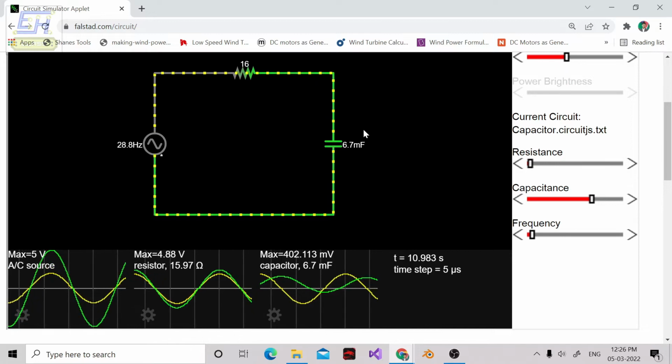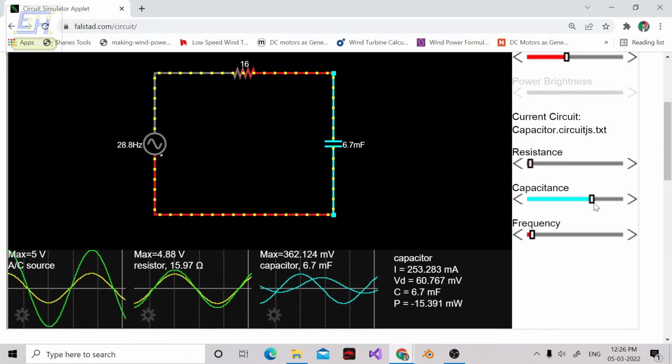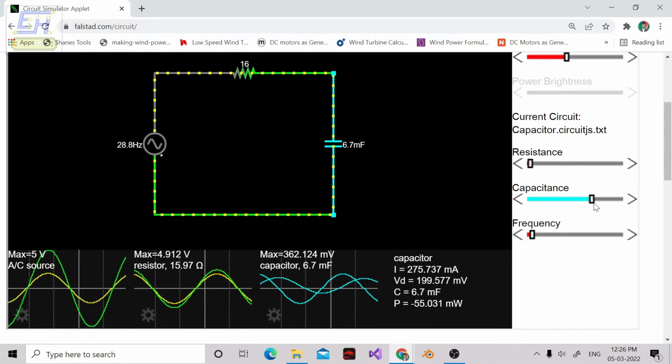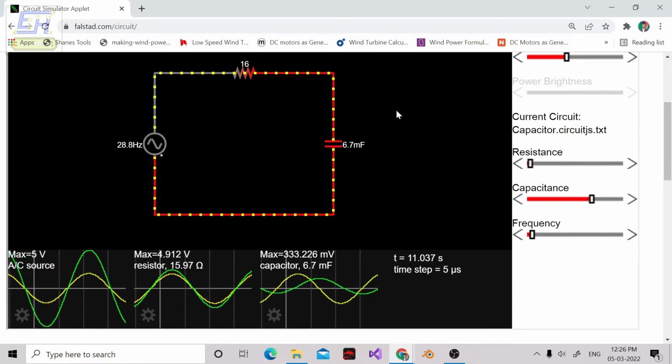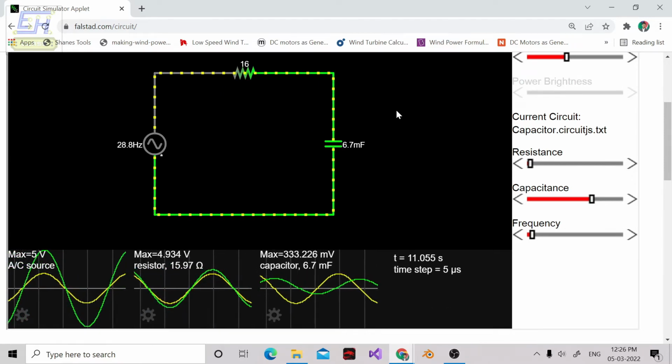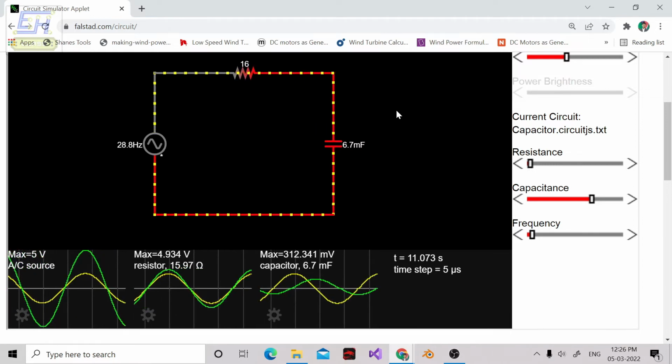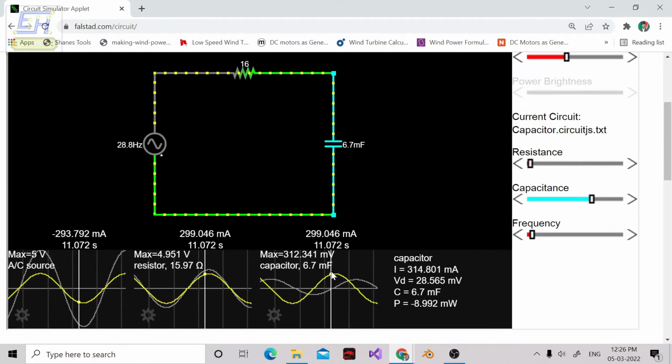And definitely you can see that the current is increased while we increase the value of capacitance. Lower the capacitance, lower the capacitive effect, so lower the charging or discharging current will be. But here we have increased the value, and that's why we are experiencing a very high current in the circuit.